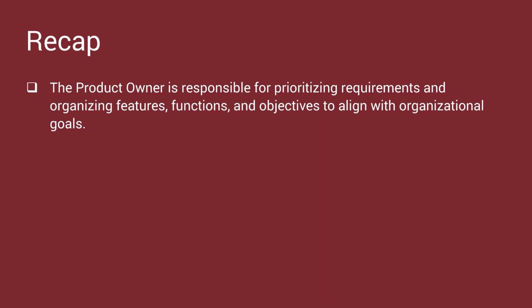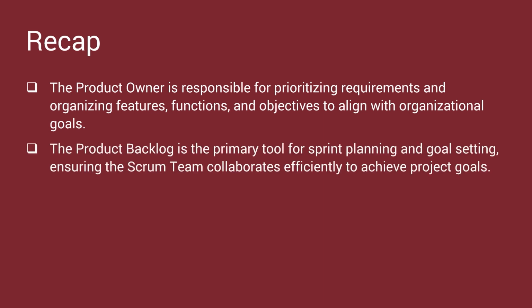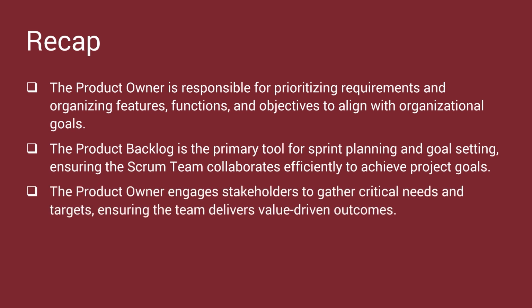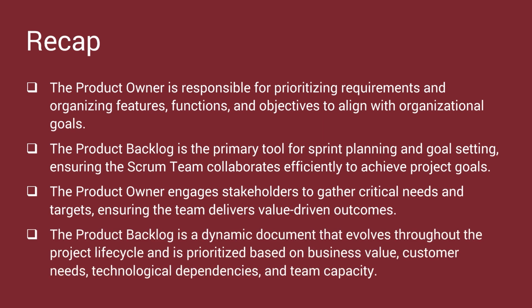In this video, you learned that the product owner is responsible for prioritizing requirements and organizing features, functions, and objectives to align with organizational goals. The product backlog is a primary tool for sprint planning and goal setting, ensuring the Scrum team collaborates efficiently to achieve project objectives. The product owner gathers critical needs and targets by engaging stakeholders, enabling the team to deliver value-driven outcomes. As a dynamic document, the product backlog evolves throughout the project lifecycle and is prioritized based on business value, customer needs, technological dependencies, and team capacity.